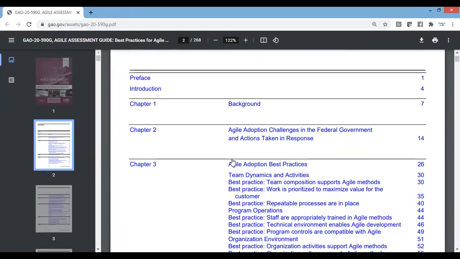But going back to Chapter 2 and 3, you can see there's quite a lot of information that we're going to be covering over the next number of weeks.